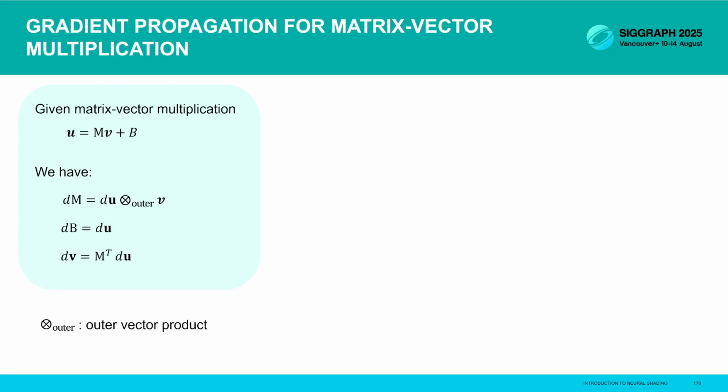Given an MMA computation, U equals MV plus B, where M is the weights matrix, B is the bias vector, V is the input vector, and U is the output vector, the equations for computing dM, dB, dV, and dU are given here. I'm not going to derive the math now, and you don't need to understand the details to understand the remaining implementation, so just trust me that this is correct.